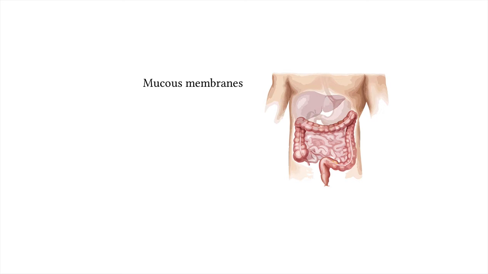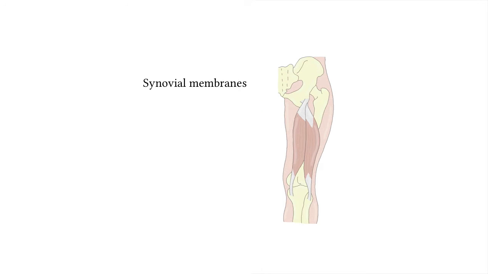For example, when you breathe in air, sometimes bits of dust and other particles can enter the respiratory tract. The mucous membranes trap the foreign particles and move them back out of the body. A second category of membrane is synovial membranes. They are found around movable joints and are for lubrication.